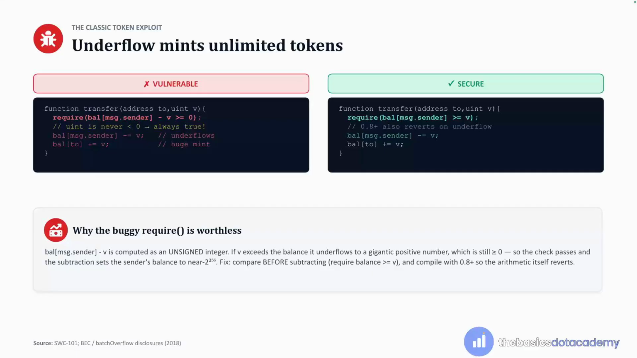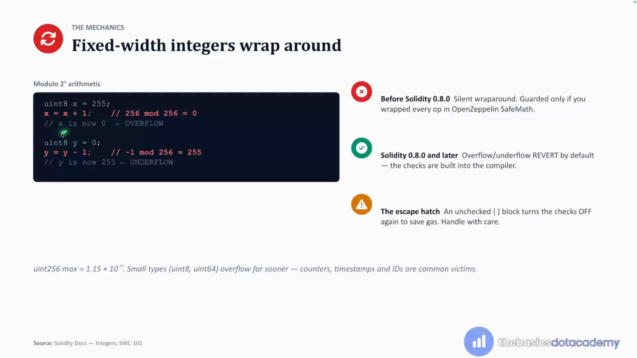How an underflow error mints unlimited tokens. On the left side, you can see the transfer function in which we check that the balance of msg.sender minus v must be greater than or equal to 0. And we also know an unsigned integer is never less than 0. This is always true. So what happens if the balance of msg.sender is 0 and we pass in the value of v equal to 1? When y was of type uint8, subtracting 1 from y assigned the value 255 to the y variable. This happened in case of uint8.